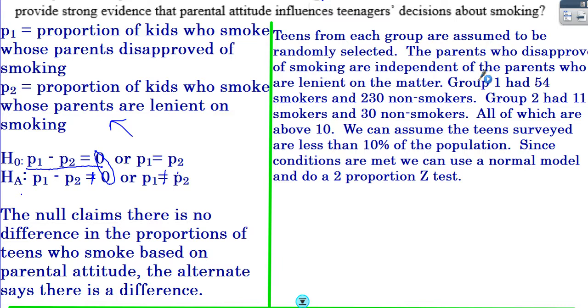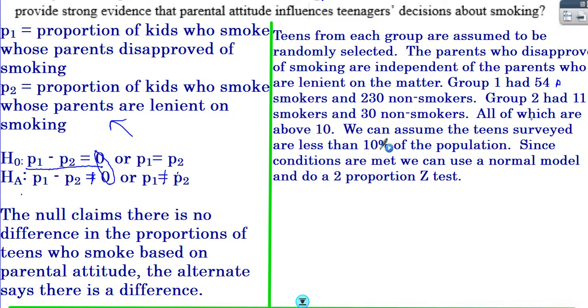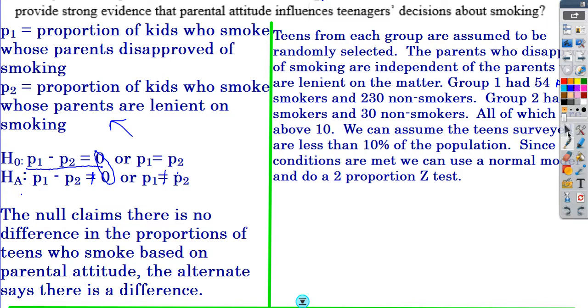You can refer to things now as group 1 and group 2 as long as you establish P1 and P2. It's understood what you're referring to. Group 1 had 54 smokers and 230 non-smokers. Group 2 had 11 smokers and 30 non-smokers. So this is me checking NP, NQ. A lot of you are just writing NP equals 54, and you're not really explaining in context what that actually is. And that's not really a great thing. You should explain in context what that's referring to.